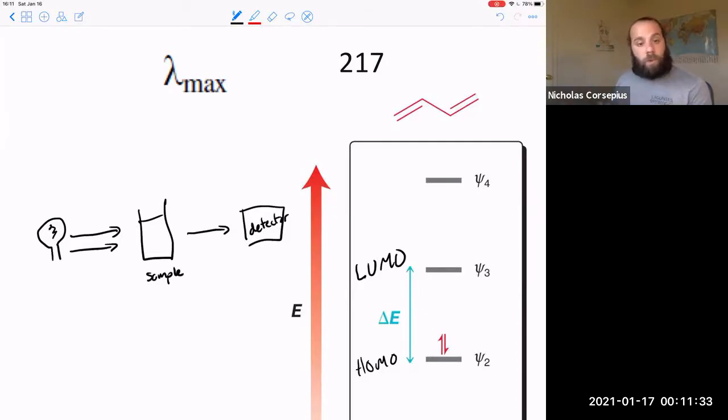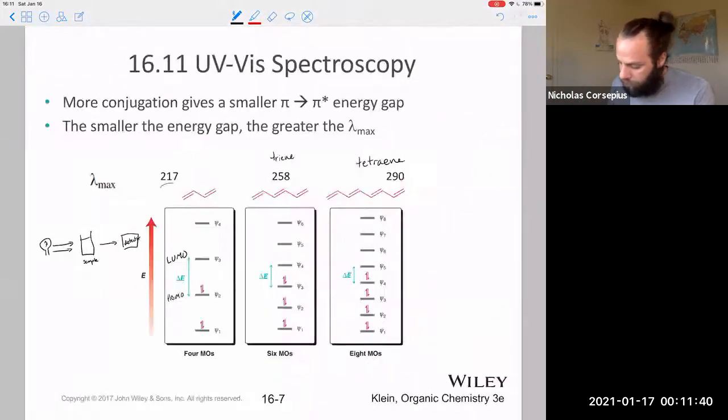Pi bonds will absorb photons in the visible light spectrum, or UV spectrum. These are all sort of 270, 250, 290. Those are all on the UV spectrum. The more conjugated pi bonds you have, the longer the wavelength of light that will be absorbed, or consequently, the shorter the energy gap is between the HOMO and the LUMO.